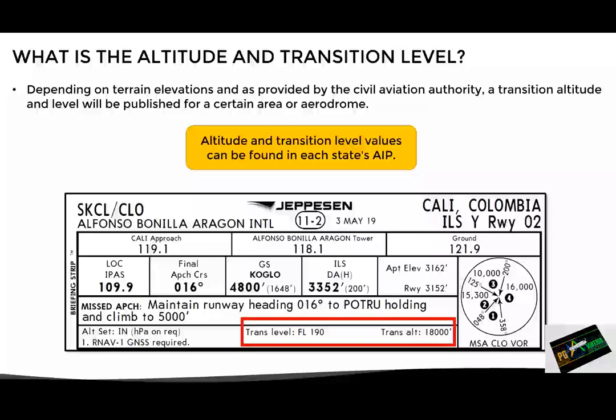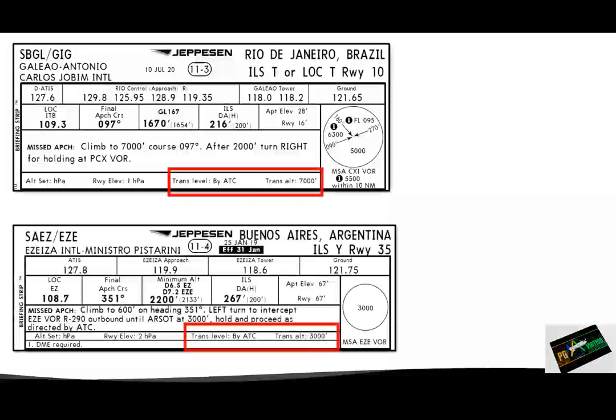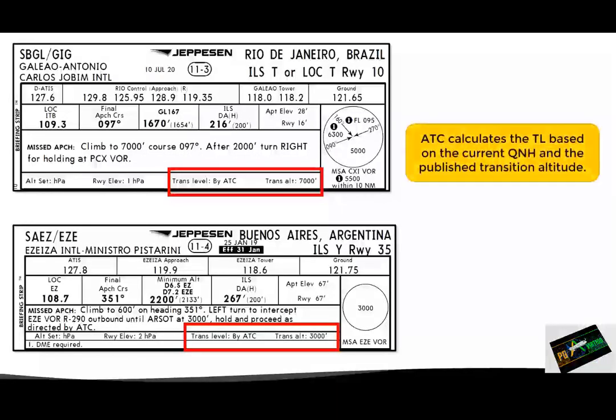In other words, in this case below 18,000 feet, all aircraft must use local QNH, while above flight level 190, all aircraft must use QNE. Here, the transition layer is between 18,000 feet and flight level 190. Now, in some cases, the transition altitude may have a fixed value, but the transition level is established by the ATC. In these cases, the air traffic control calculates the appropriate transition level to be used based on the current QNH and the published transition altitude. This transition level is reported through the ATIS or a communications VHF frequency.